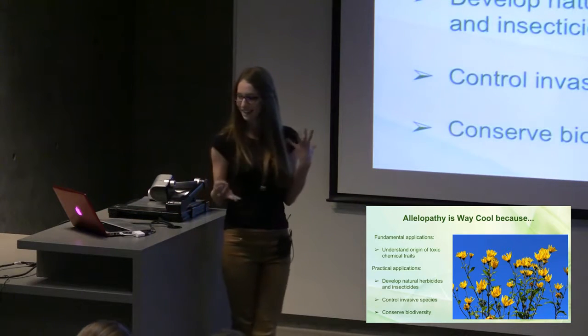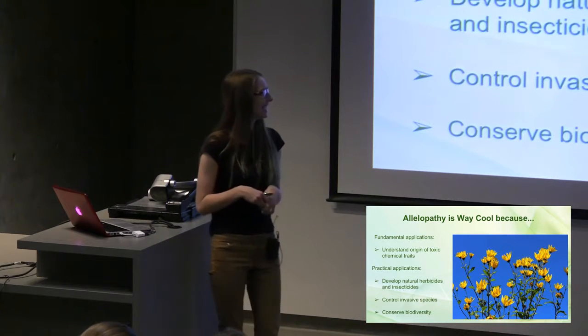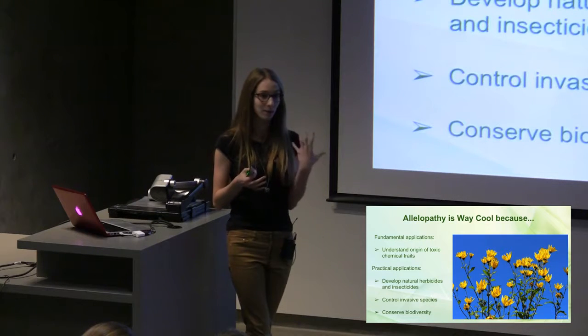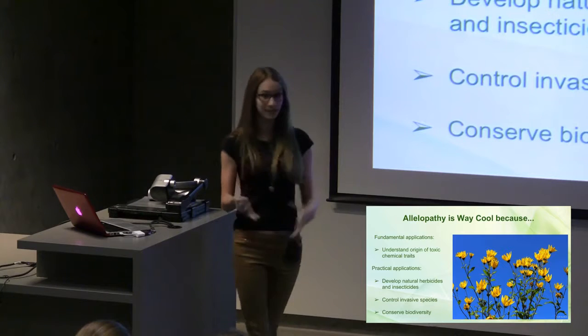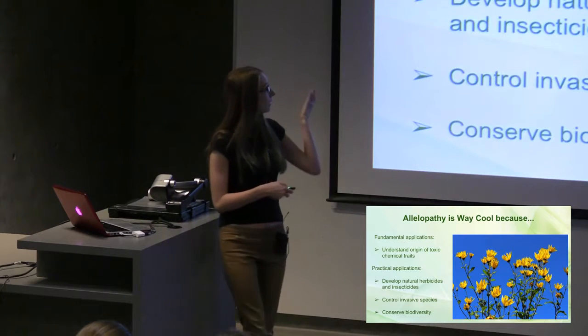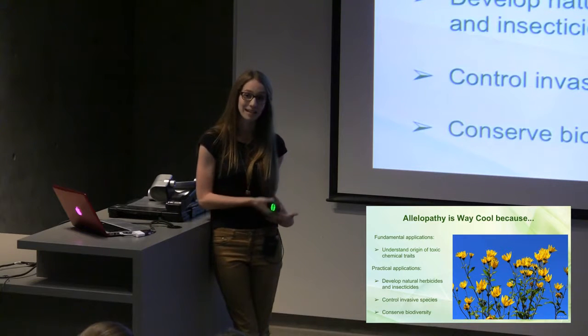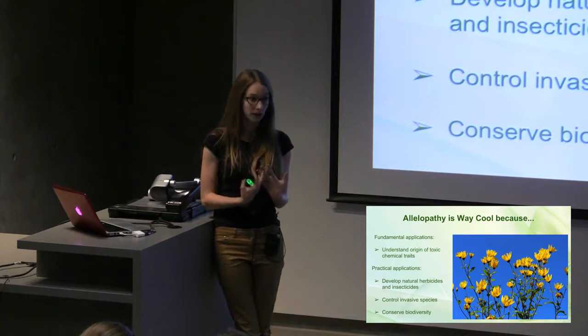So why are toxic sunflowers way cool? Why is allelopathy way cool? This kind of work has a lot of applications. There are fundamental applications about building our understanding of allelopathy and of the species we were studying, such as understanding the origin of toxic chemical traits, like we saw how allelopathy was inherited during a hybridization event. There are also practical applications in agriculture and forestry.